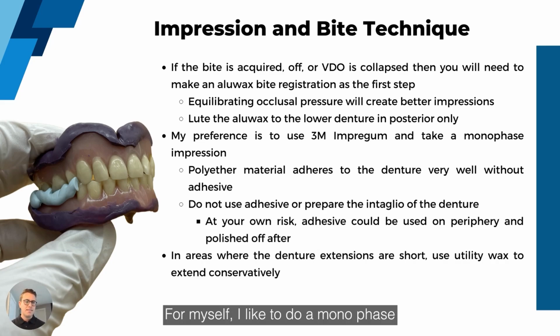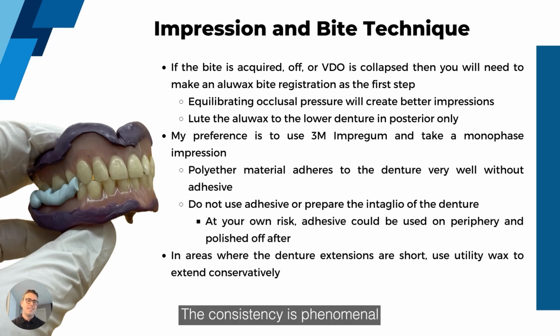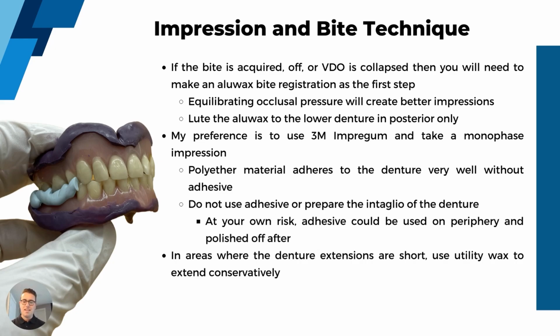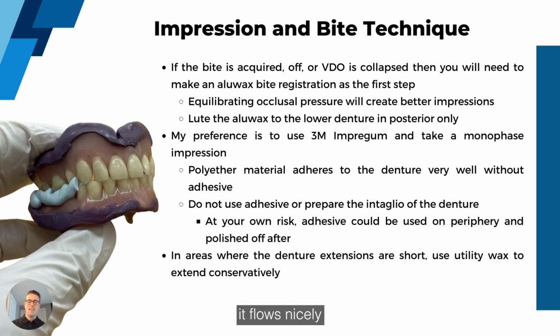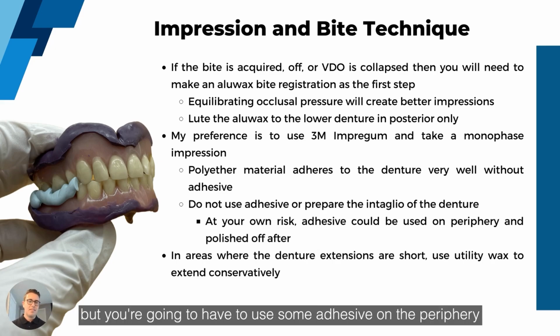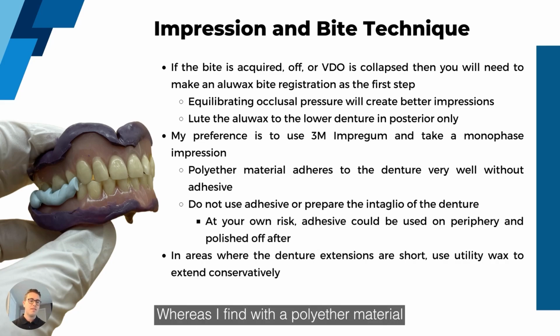For myself, I like to do a monophase impression technique using 3M Impregum. I like it for two reasons. The consistency and the handling properties are phenomenal, but also it sticks to the denture really well. If you use just a vinyl impression material, it flows nicely and you get a good impression, but you're going to have to use some adhesive on the periphery and then polish it off afterwards. Whereas I find with a polyether material, it just sticks to the denture on its own, and you don't have to play around with any adhesive and worry about it delaminating when you're trying to scan it in.